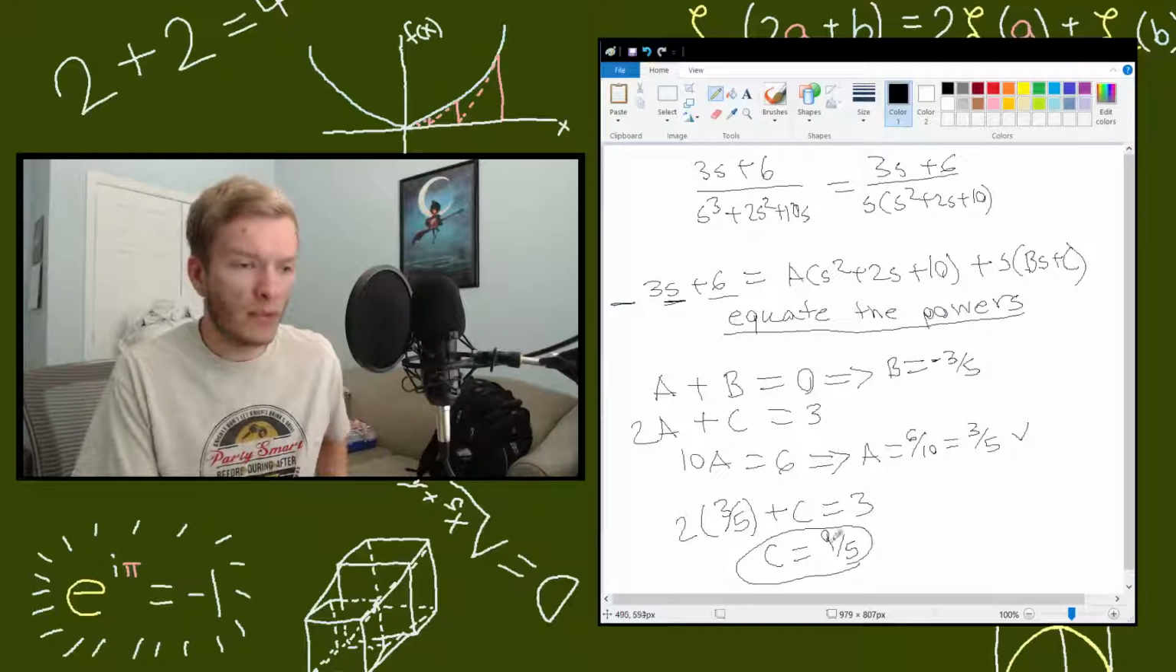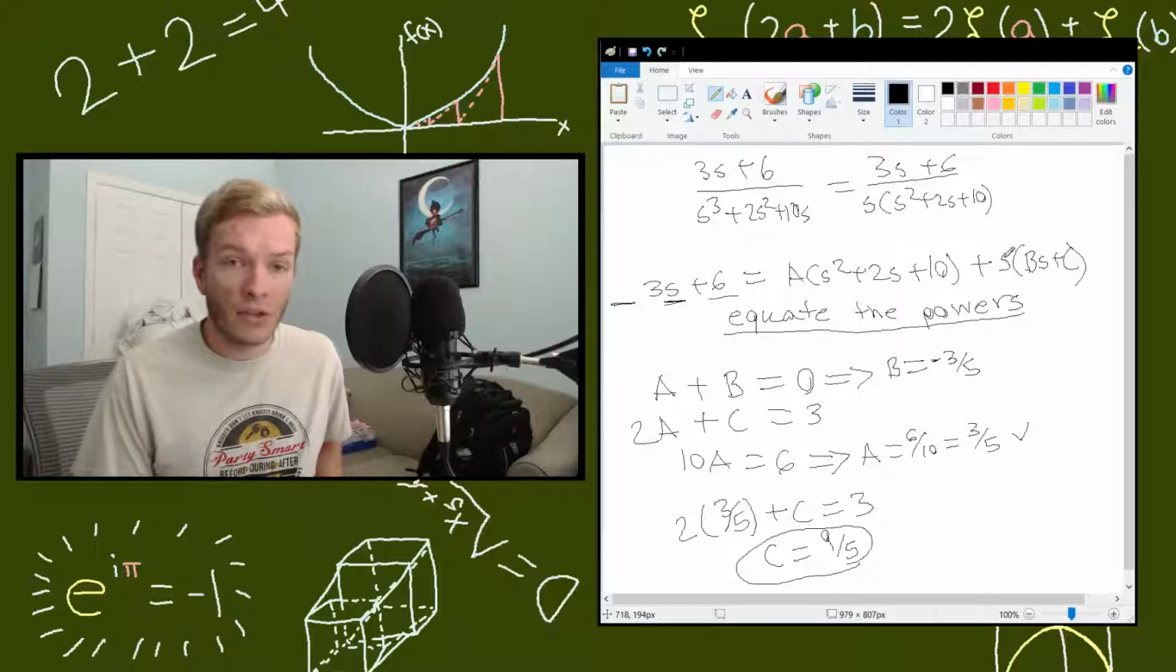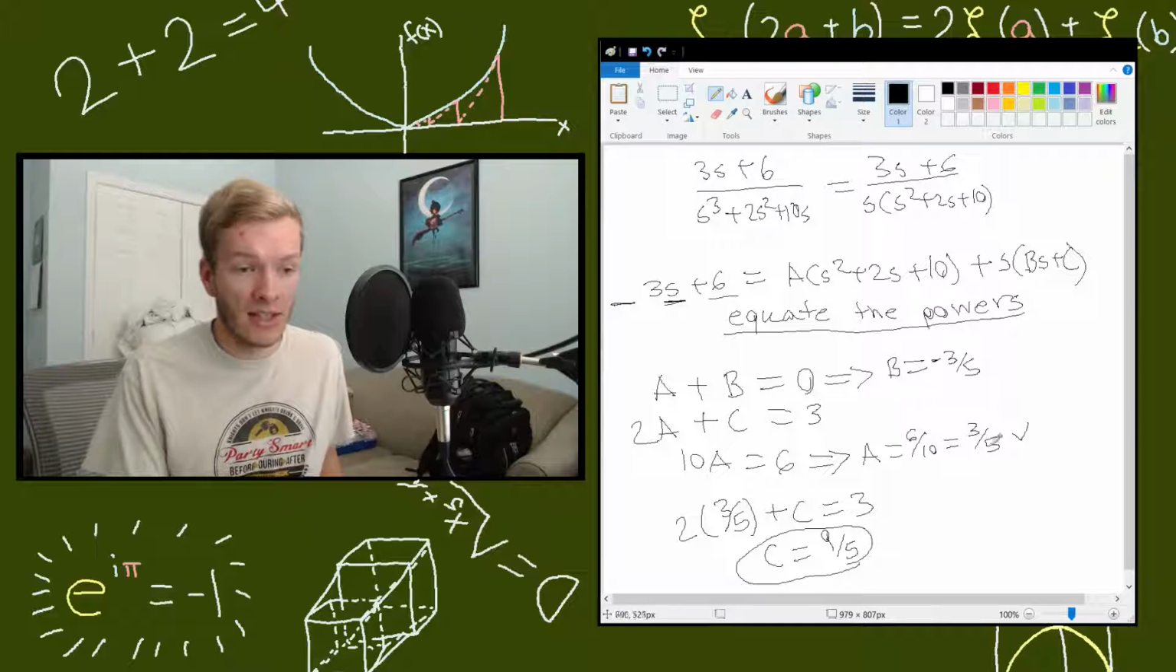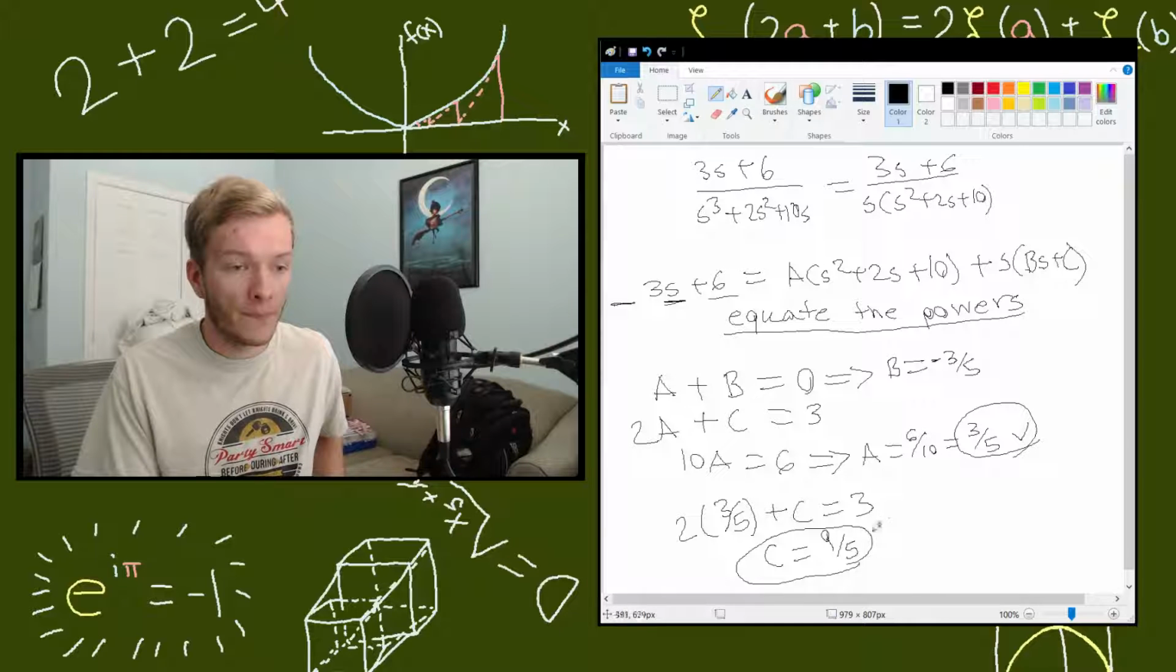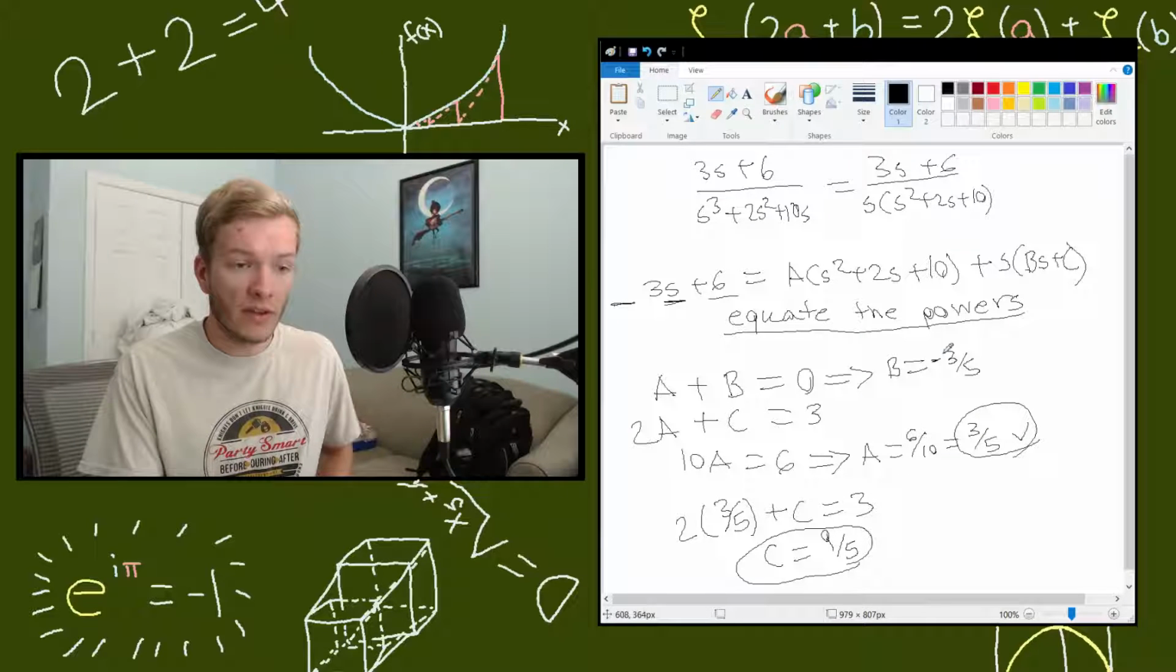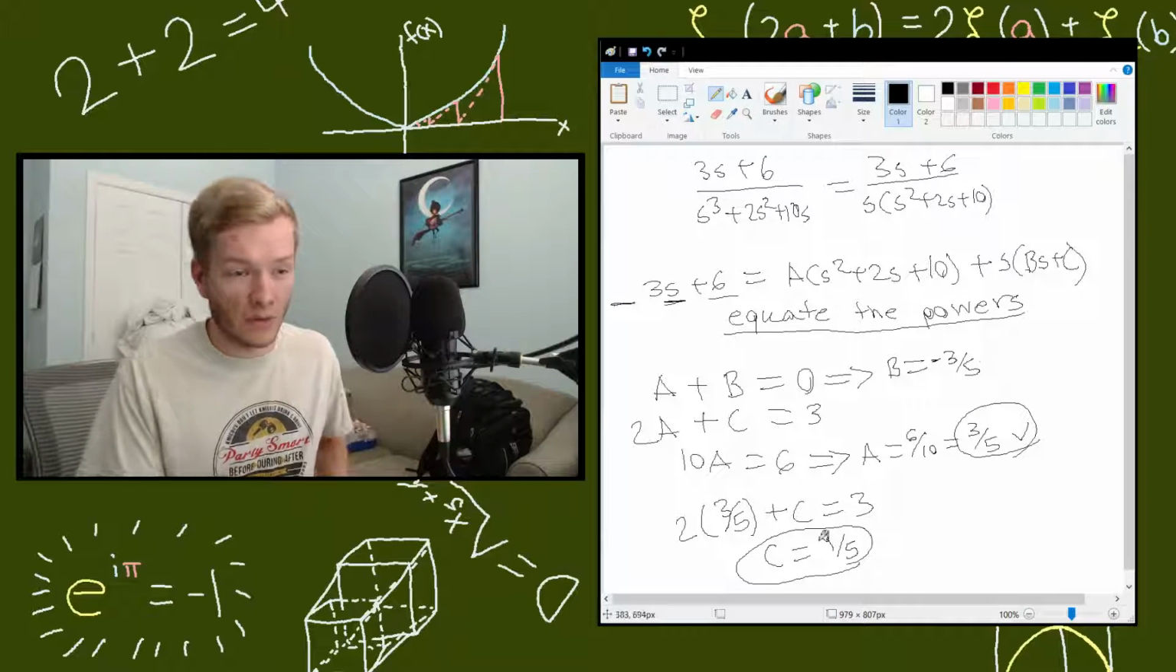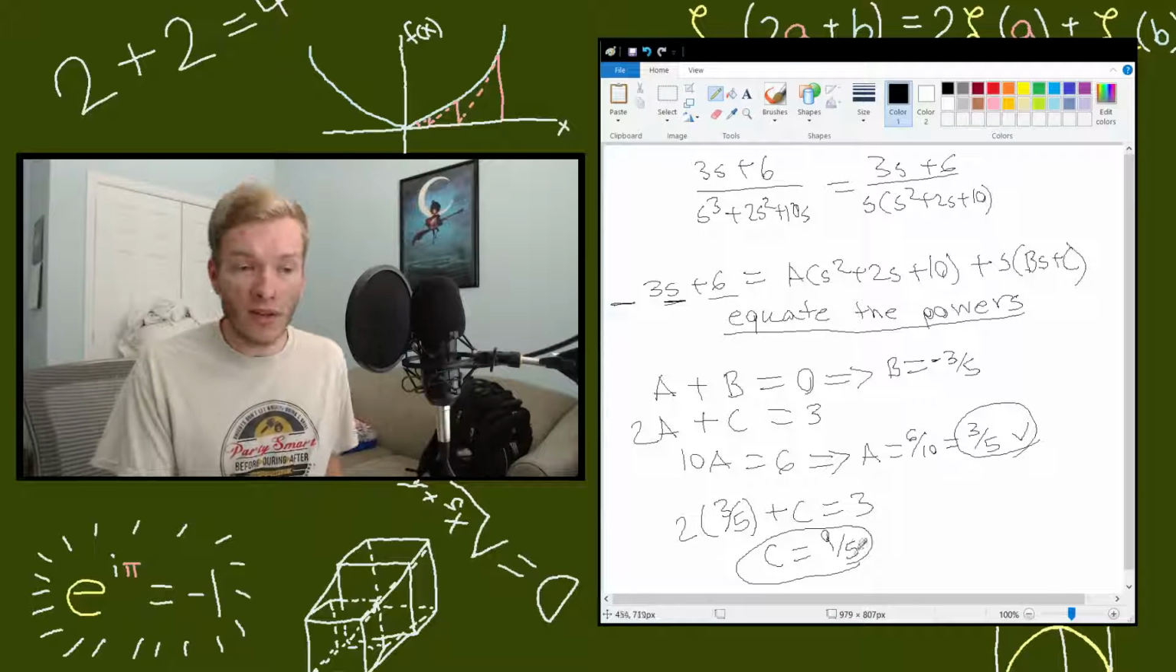So we could even plug this back in to see if this equates out, but I think you should take my word for it. This is the actual answers. So we have our A is equal to 3/5, our B is equal to -3/5, and our C is equal to 9/5.